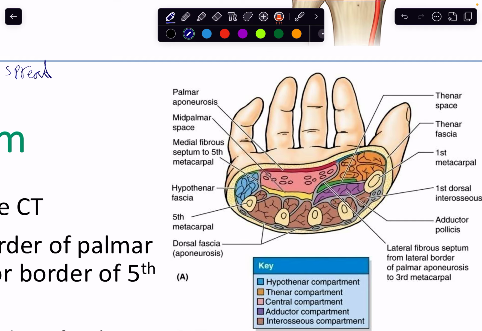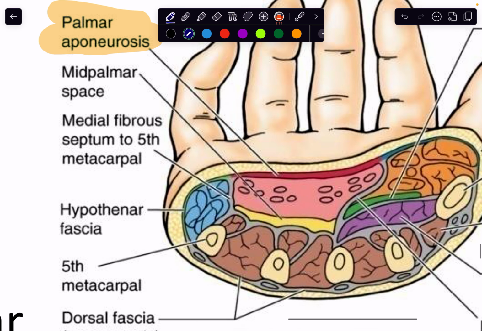If you see here, can you see this one going down, down, down, and attached to this bone? Yes. This is the fifth metacarpal. So this is one septum, right? Another septum from this fibrous sheath, the palmar aponeurosis, is this one.